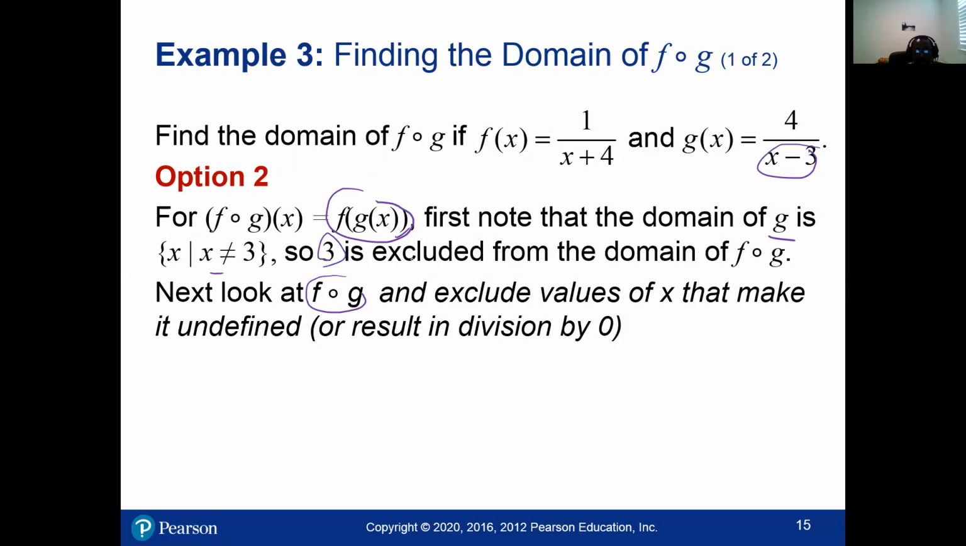Okay, so here we go. What is our f of x? 1 over x plus 4. So first we have f of x is equal to 1 over x plus 4. And then g of x is 4 over x minus 3. And so the composite function is equal to f of g of x.